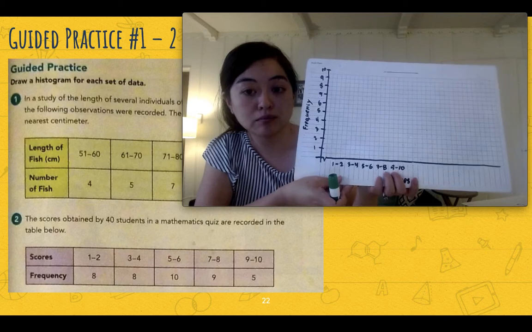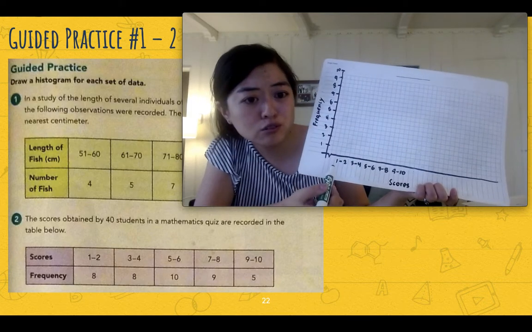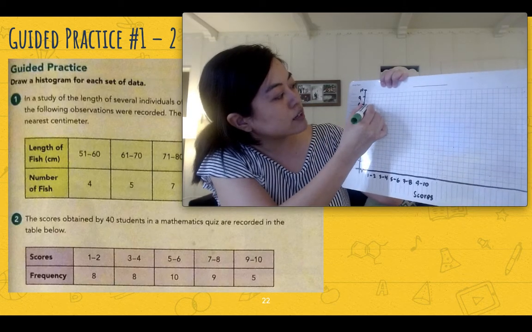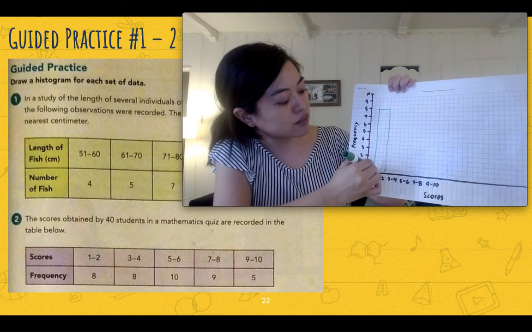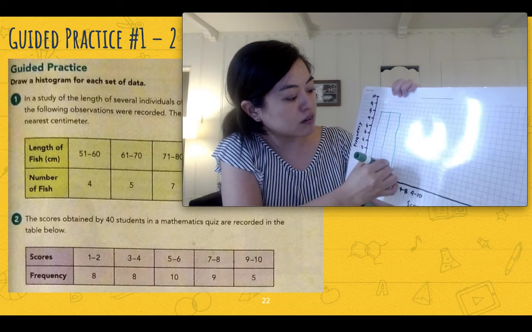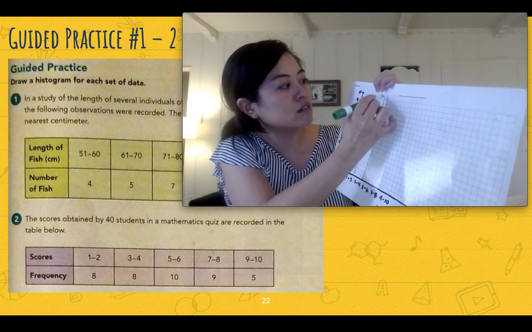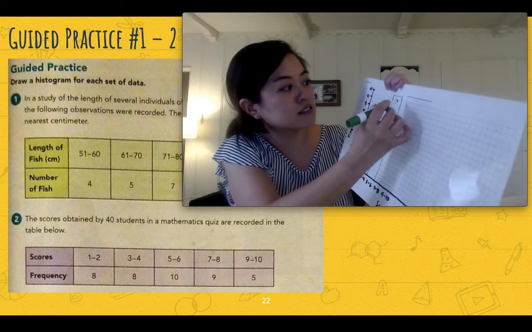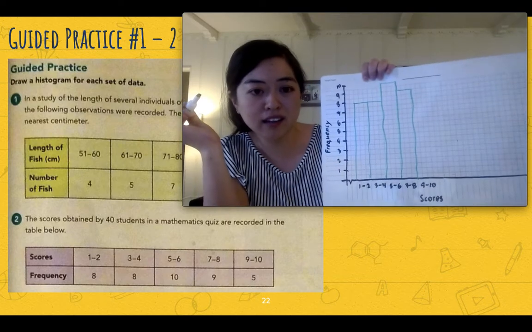And so let's draw our frequency chart with this information, okay? How many students scored between 1 and 2 on the quiz? That's 8. So where's my 8? My 8 is right here. And then how many scored between 3 and 4? That's 8. What about between 5 and 6? That's 10. What about between 7 and 8? That's 9. And then between 9 and 10, that's 5.